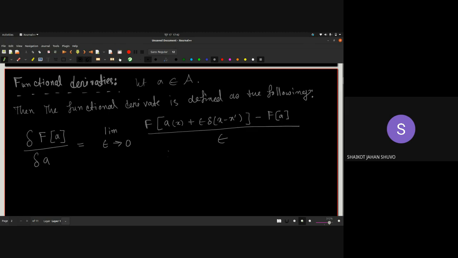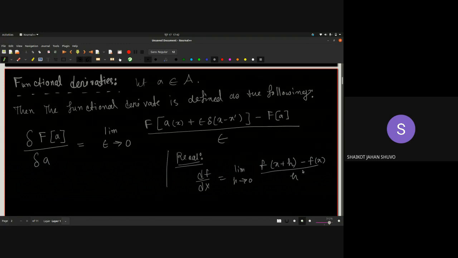This is our Dirac delta function, and it almost looks very similar to the definition of a derivative of a function. If you recall, the definition of a derivative of a function is something like this. Okay, let me write h instead of epsilon. h goes to 0, f of x plus h minus f of x divided by h. Am I right? Yes, okay. So let's try to draw an analogy between these two.